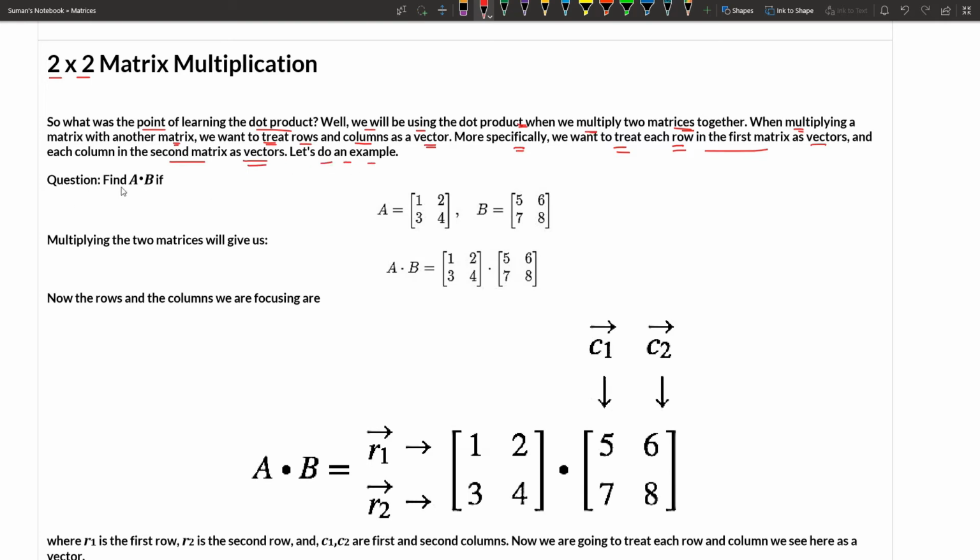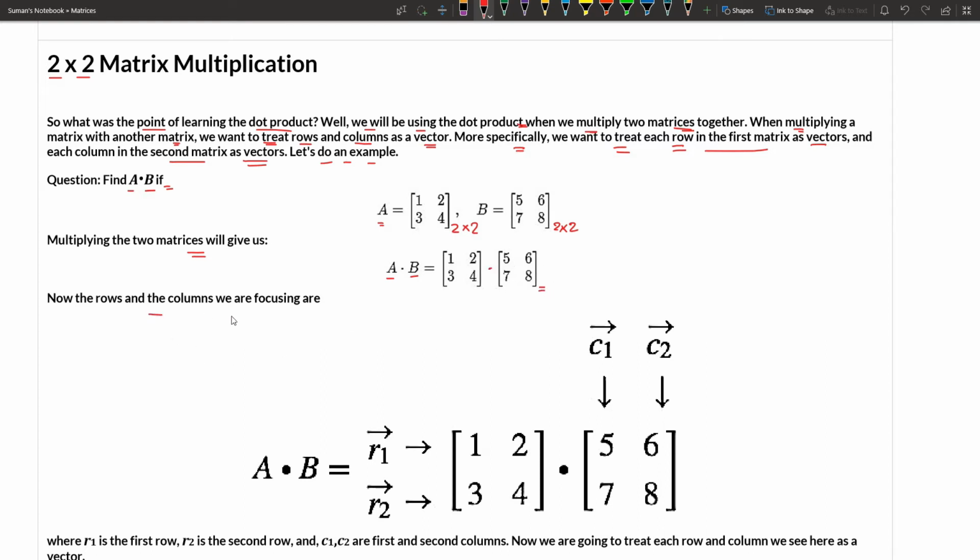We have to find a dot b, that means the matrix multiplication, where a is equal to 1 2 3 4 according to the rows. That is a matrix of order 2 cross 2. And b, another matrix, is 5 6 7 8 according to the rows, another matrix of order 2 cross 2. Multiplying the two matrices gives us a dot b. That means 1, 2, 3, 4 dot 5, 6, 7, 8.